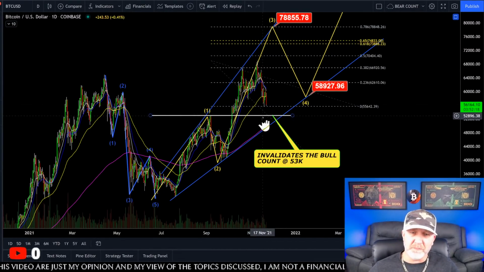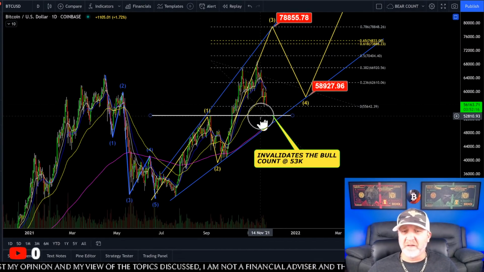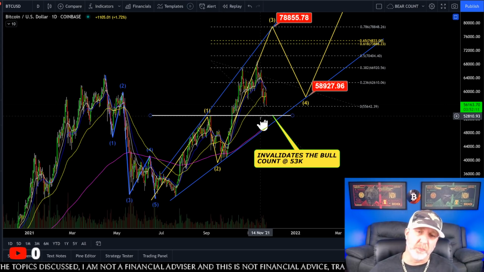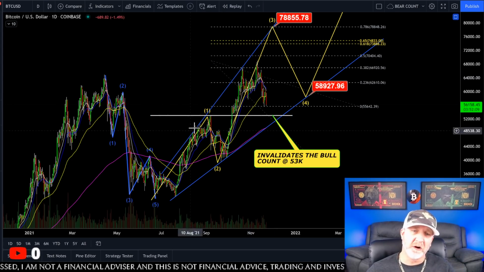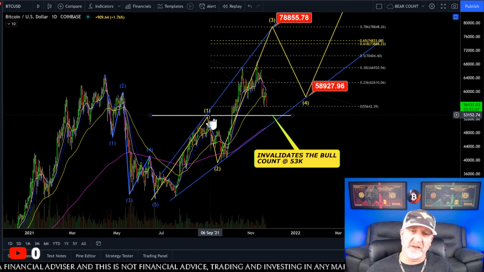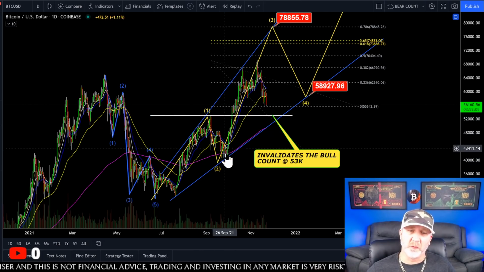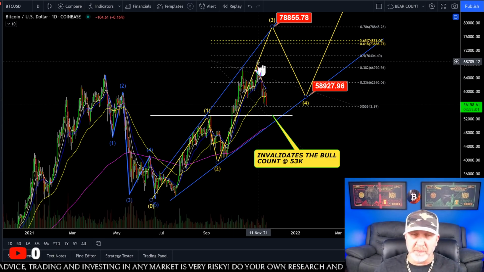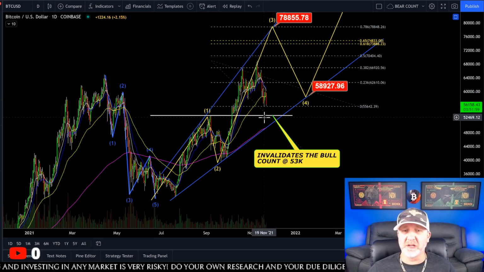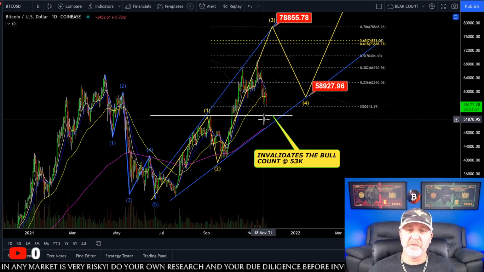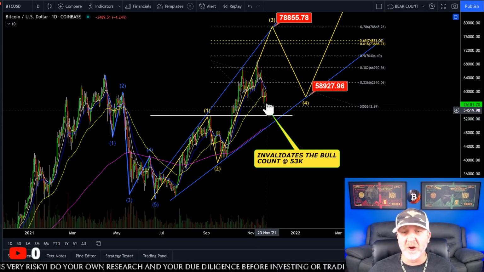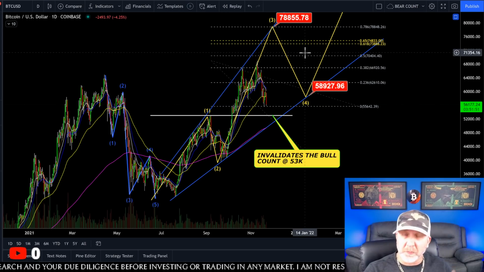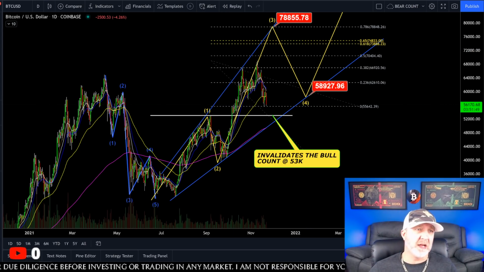Now, if we break this 53K, that will invalidate this bullish count because wave 4 cannot go beyond wave 1, and I do believe this was a wave 1, 2, 3, 4, 5, which we'll look at in my bearish case scenario. But if it is bullish, then we shouldn't worry about going below 53. Now, we can still go to 53 and get a bounce and it be bullish for a little bit, but then bearish. That's what we're going to take a look at now.